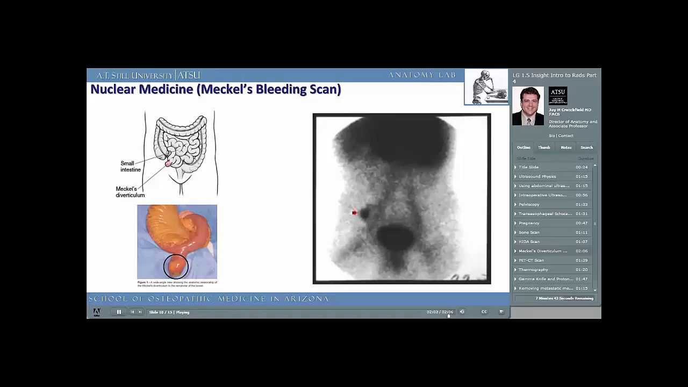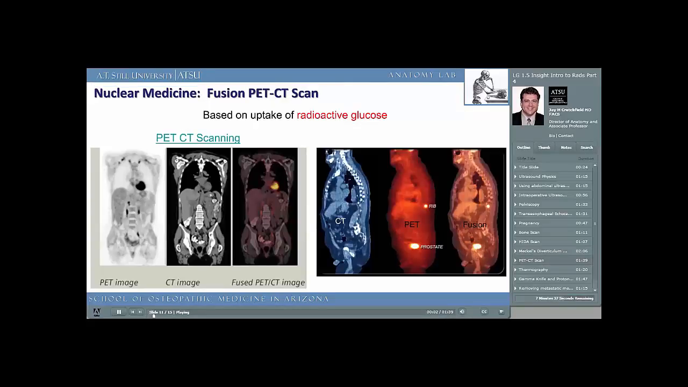This time it's glucose, not technetium. A PET scan is a relatively new radiological intervention. It's been around for about 20 years. A PET scan is based on an injection of radioactive glucose with the theory that cancer has a higher metabolic rate than the surrounding tissues, and the cancer will uptake glucose faster than the surrounding tissues. When or if it does, we can image for the radioactive glucose using a positron emission tomography scanner, i.e. a PET scanner.